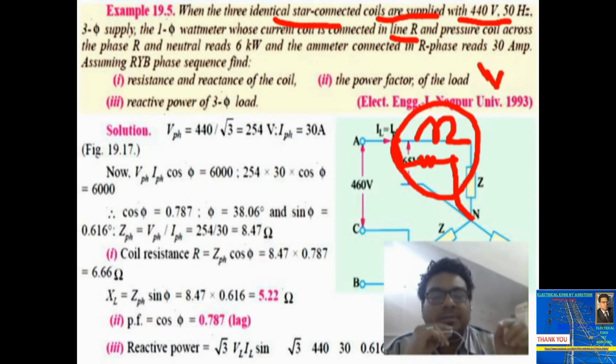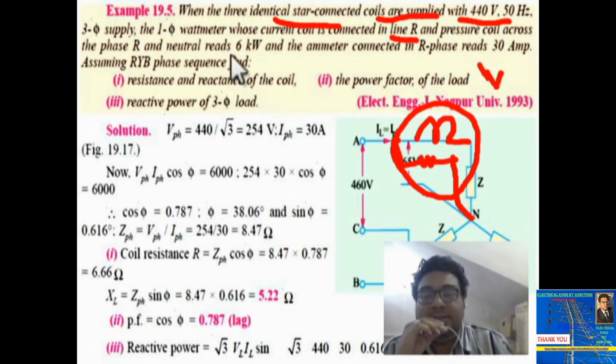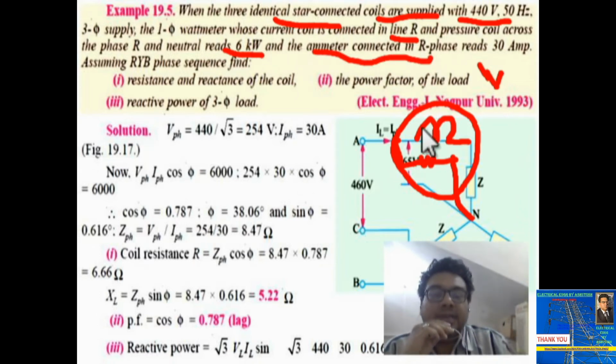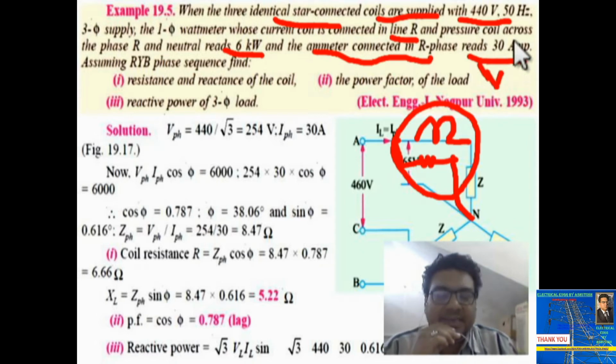Whatever this wattmeter reads will be the single phase power, and that is given over here as 6 kilowatt, 6000 watt. There is also an extra ammeter, another device for measurement of current, connected in R phase, which reads 30 ampere. So this is the phase current or line current. In a star circuit, the values of both are the same: the phase current and line current are the same.